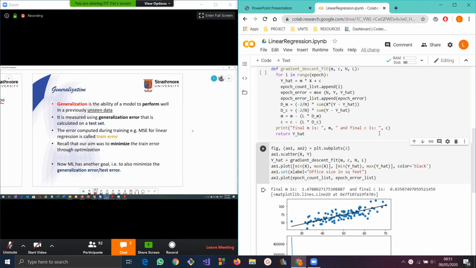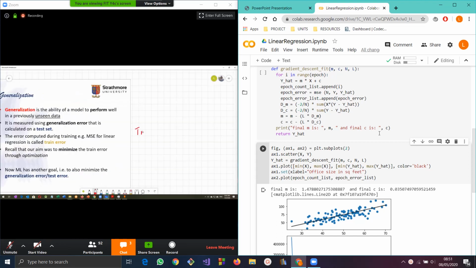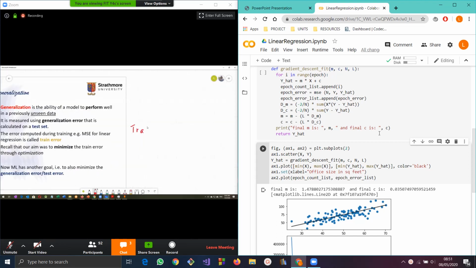By now we already know there is a training process. You train or you fit your data. This is training. So there is a train process, and then apart from training, after you have trained, you have to test.